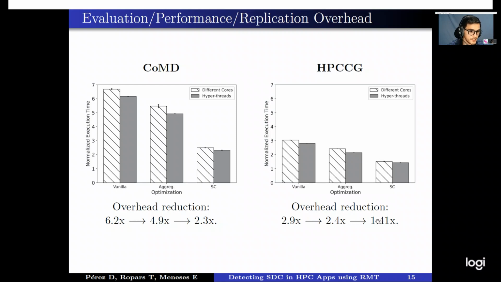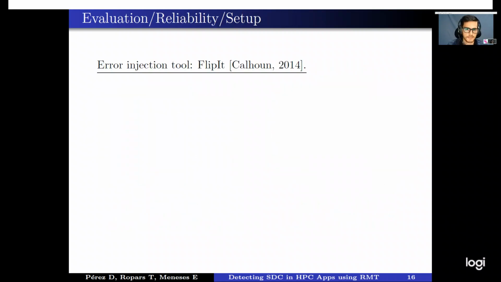So in this case, we are able to get to a 1.41 overhead, which is quite desirable for a replication technique. Okay, so what about the reliability of these techniques? How many errors are they able to detect? That is the next experiment.